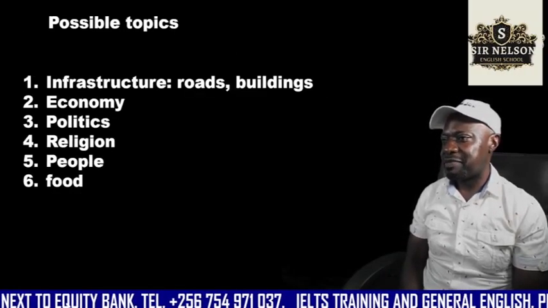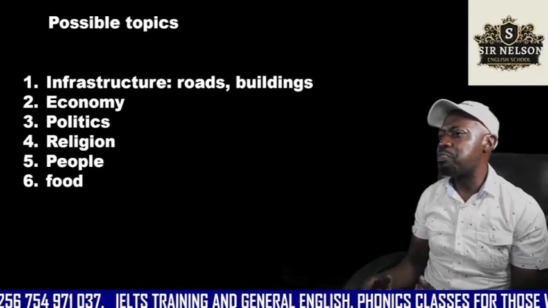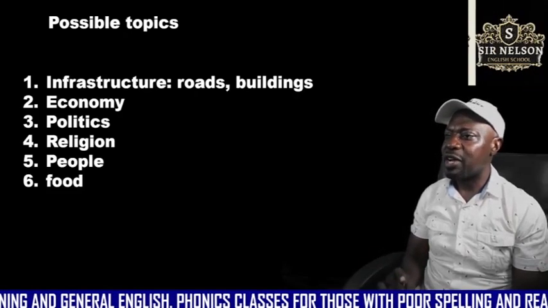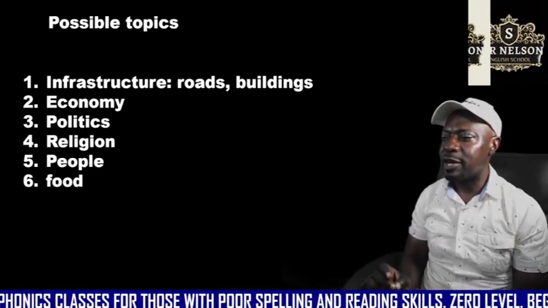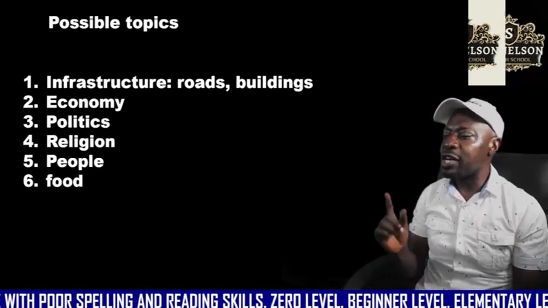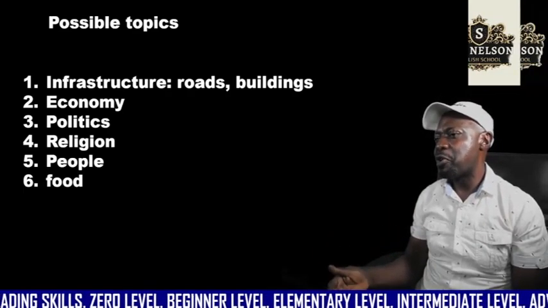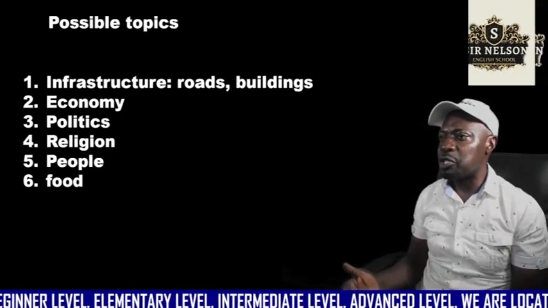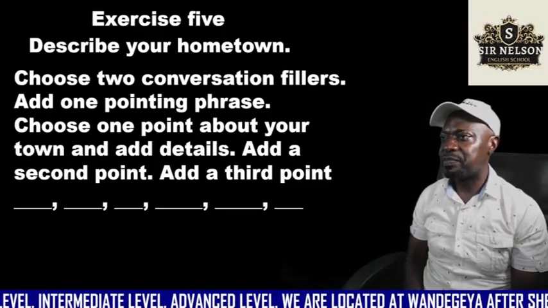Possible topics. You can talk about the infrastructure. Infrastructure means roads, buildings. You can talk about the economy. You can talk about the politics. You can talk about the religion. You can talk about the people. You can talk about the food. Choose only one and say a sentence. Add the details. Remember, the details are introduced by the word in fact. Get one topic, create a sentence, then you add the details.